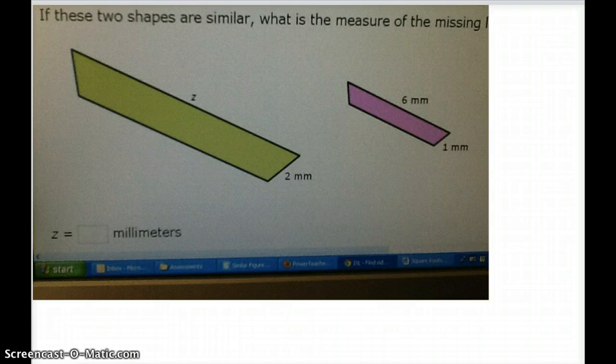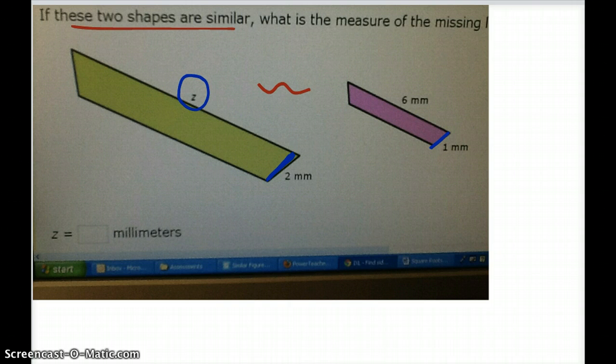Okay, if we look at this one, it says if these 2 shapes are similar, so I'm going to tell you they are similar. We want to figure out what's this missing side length, okay? So again, we know if shapes are similar that their corresponding side lengths are proportional. So let's take what we know.